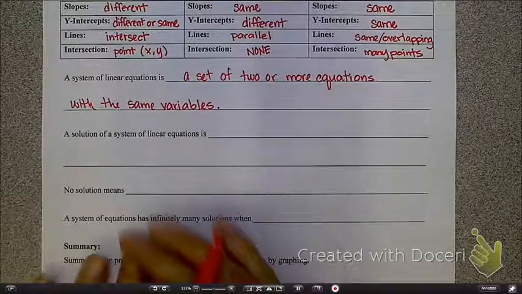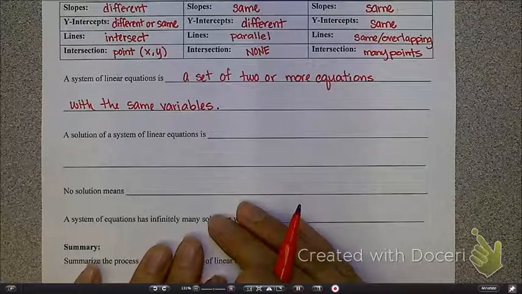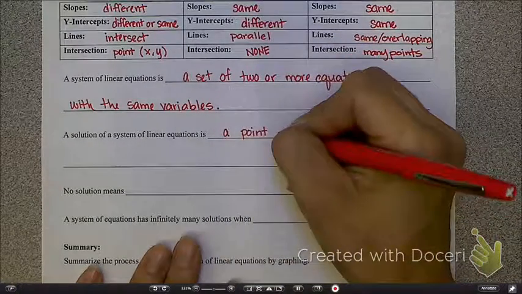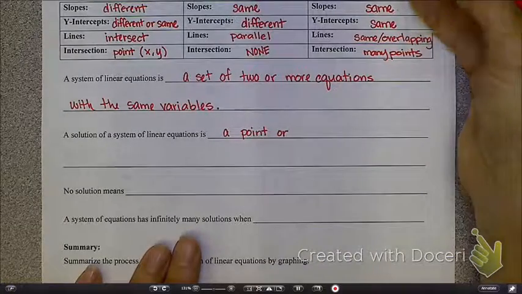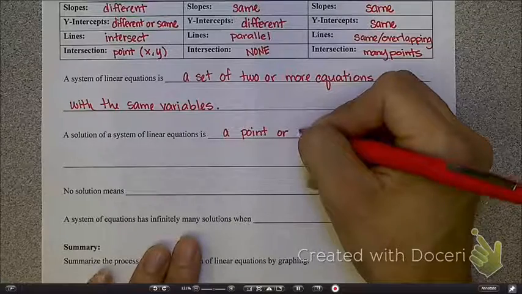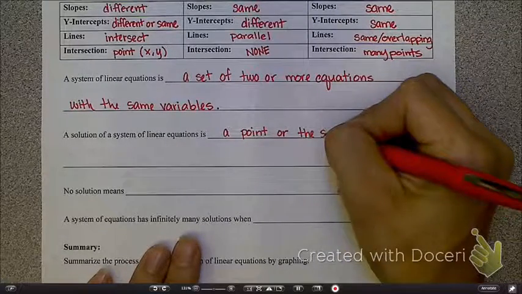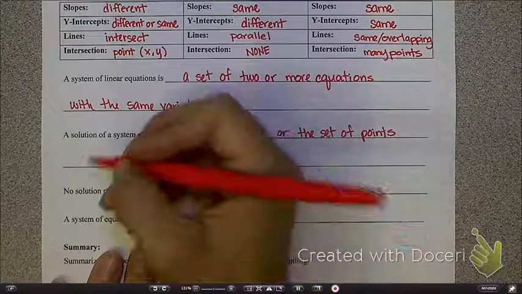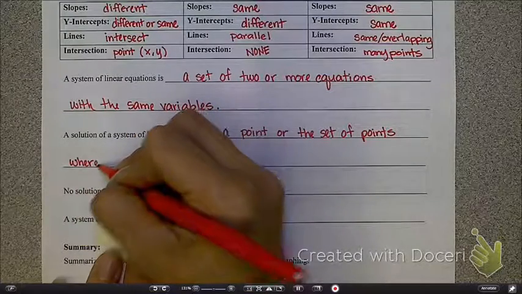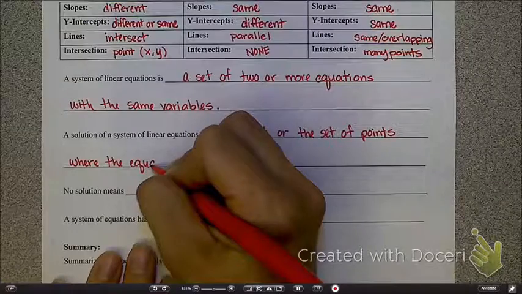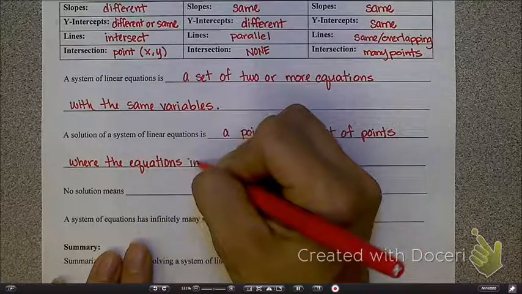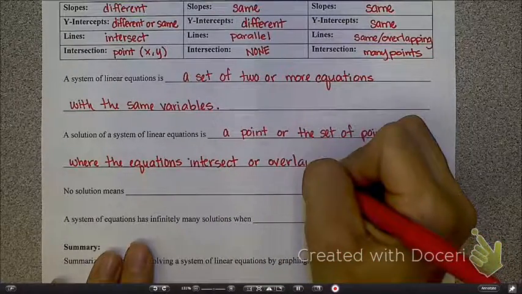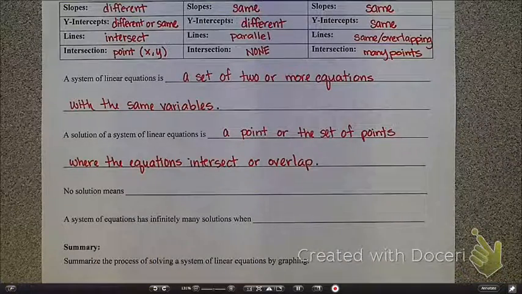Okay, so let's take a look at the next one. A solution of a system of linear equations is a point, or it could sometimes, like in the case of infinite solutions, be the set of points, where the equations intersect or overlap.